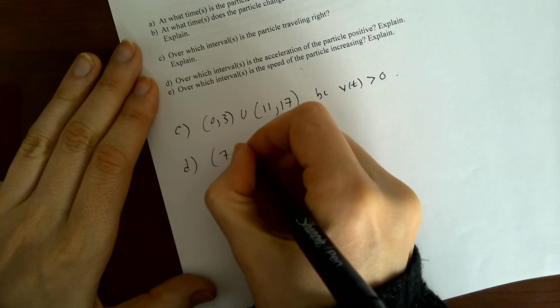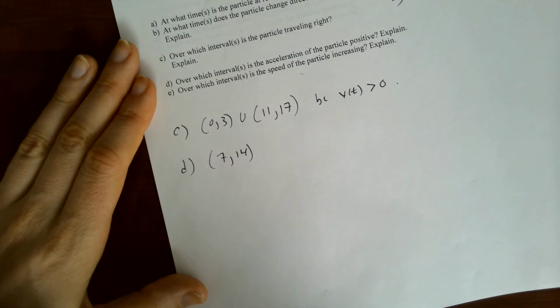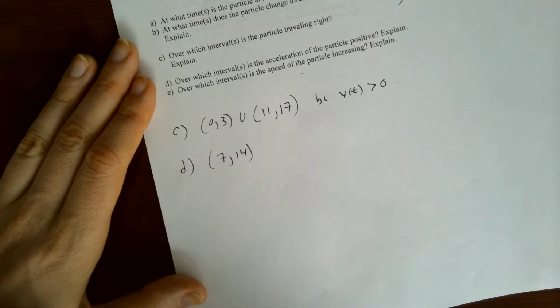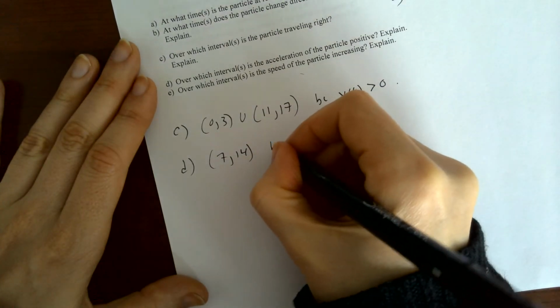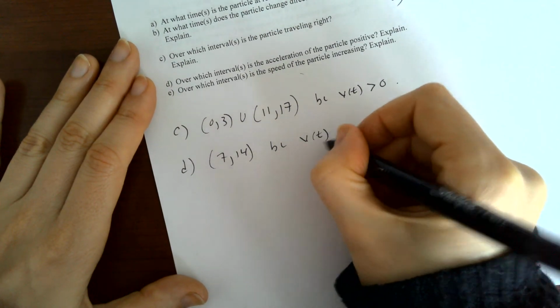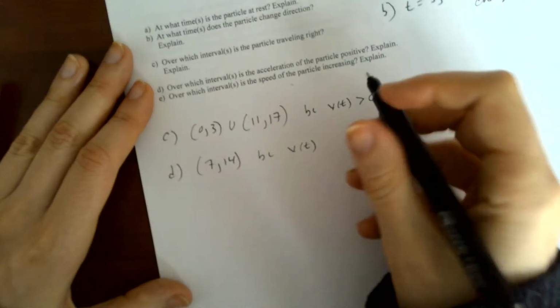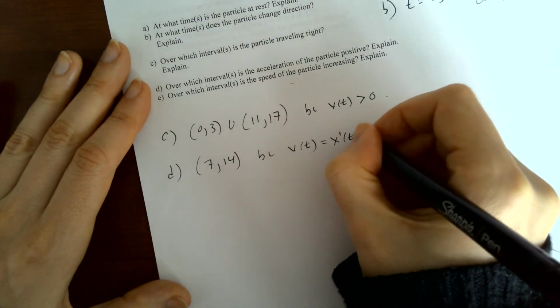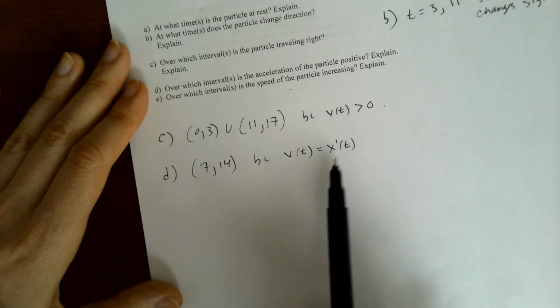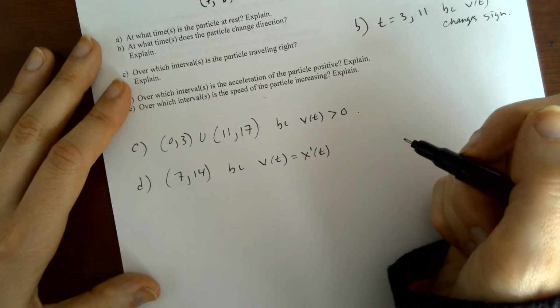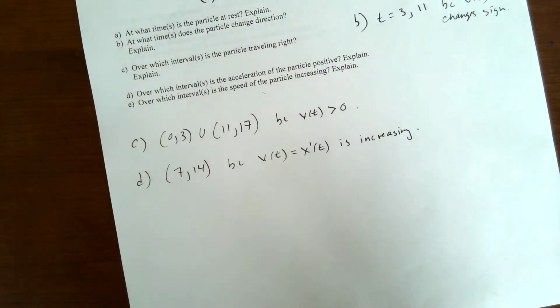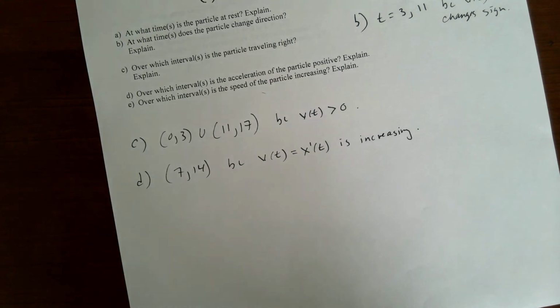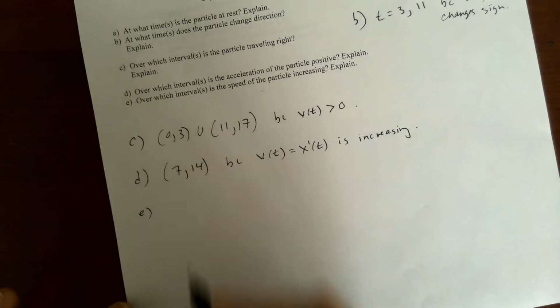From 7 to 14. Now, remember, our explanation has to end with something about velocity. So I'll say because v of t, which is the first derivative, is increasing. E, that's the last one.